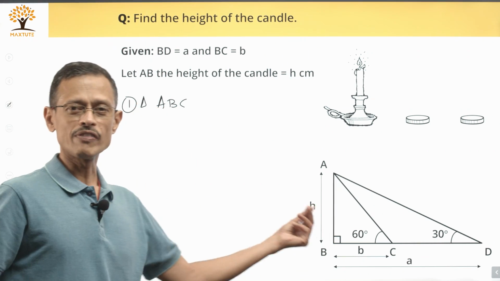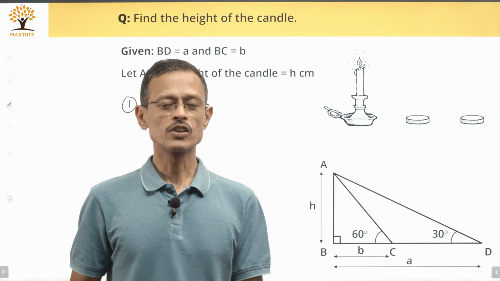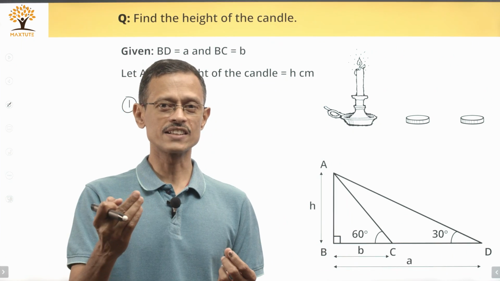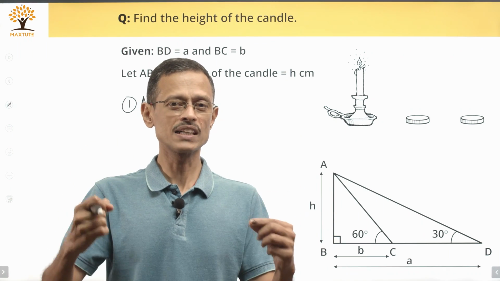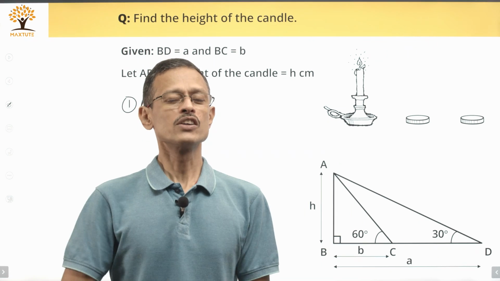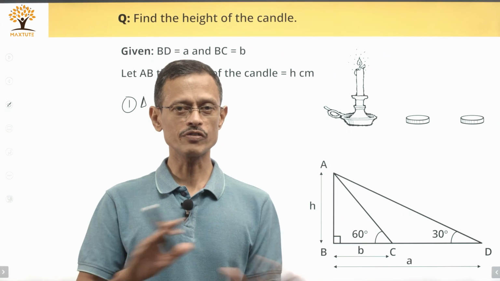Note one thing, your final answer is not going to be in terms of a number. Your final answer is going to be in terms of A and B, because the only numbers that we have are 60 degrees and 30 degrees. We need the measure of some length to get the answer finally in terms of a number, which this question has not provided. So, our final answer is going to be in terms of A and B.